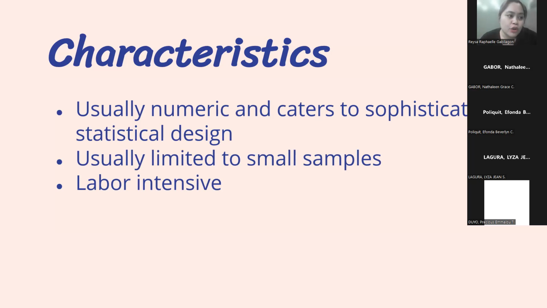Example, tatlong daga doon sa positive control, 3 daga din yung gagamitin natin doon sa treatment group or sa experimental group, and another 3 mice para sa ating negative control. So that is our minimum tatlong trials. Okay? And this is labor intensive.